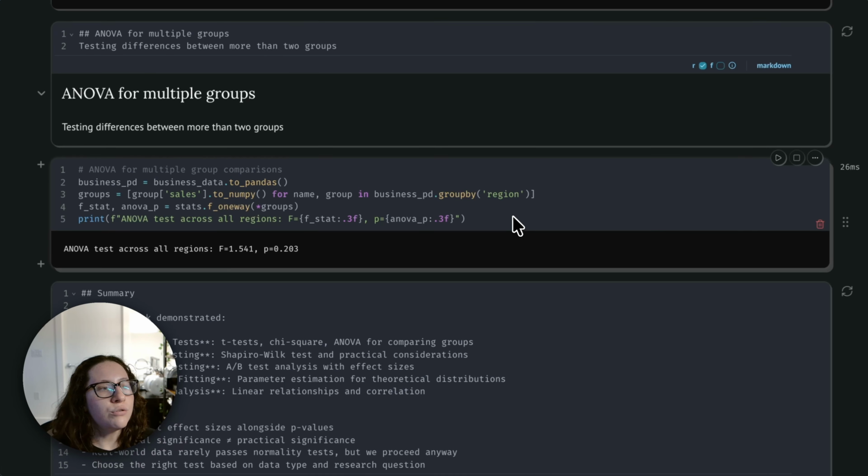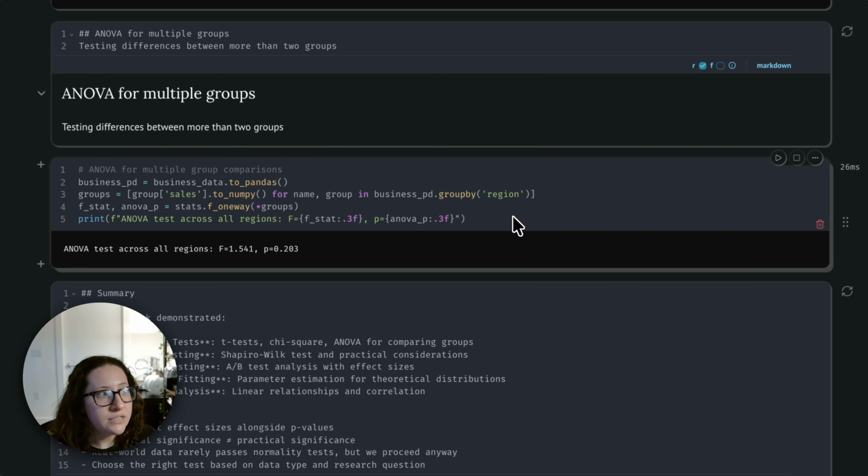So a value close to 1 would suggest that the variation between each region is similar to the variation within each region. You would expect a higher F statistic if there were real differences, but what we see is that the variation across each region is similar to the variation within each region. So it's pretty close to 1 here. And then the p-value, of course, is telling us that we failed to reject our null hypothesis.